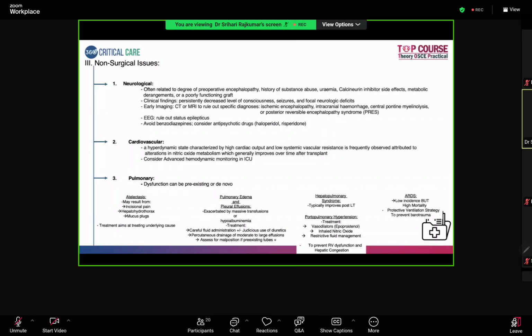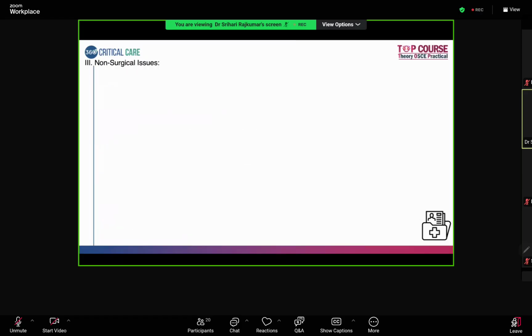ARDS post liver transplant is rare, but if it occurs, it can be lethal. Management, like we all know, is a protective ventilatory strategy, mainly to prevent barotrauma and nosocomial infections. Like I said, pneumonia is one of the most common infections post liver transplant. It can be either typical or opportunistic, like PCP.